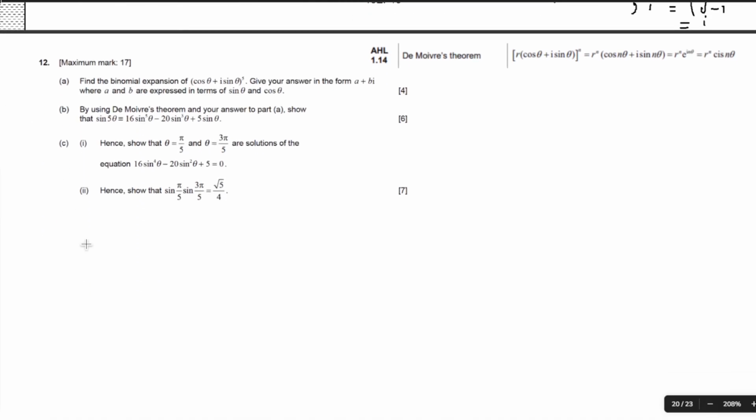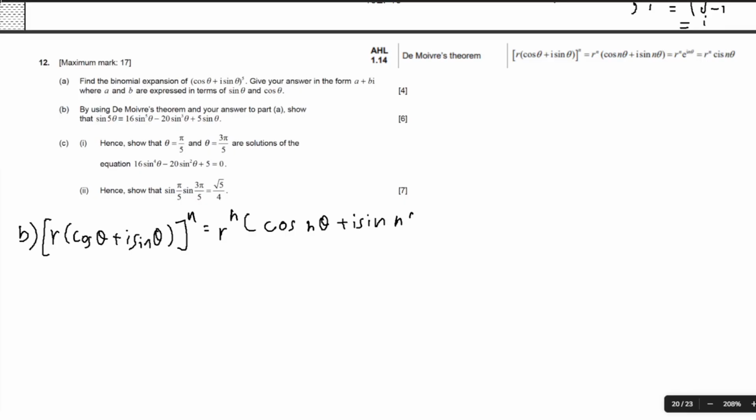By using De Moivre's theorem in your answer to part A, show that sine 5 theta is equivalent to 16 sine^5 theta minus 20 sine cubed theta plus 5 sine theta. Okay, so for part B, we have De Moivre's theorem right over here, which is r (cos theta plus i sine theta) to the power n is equal to r^n (cos n theta plus i sine n theta), n theta, I mean.